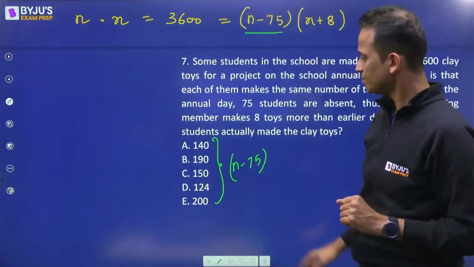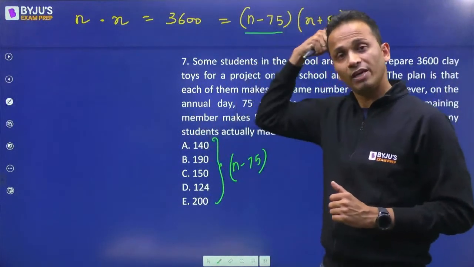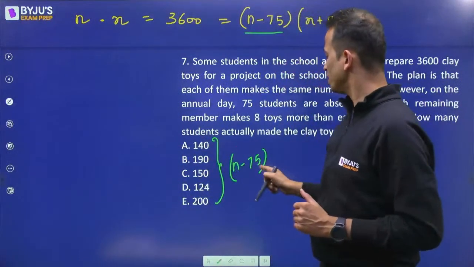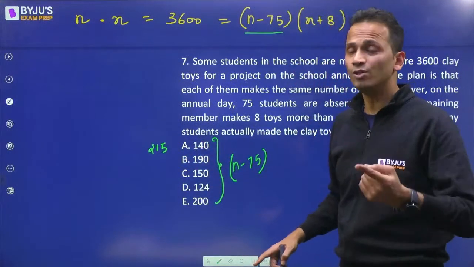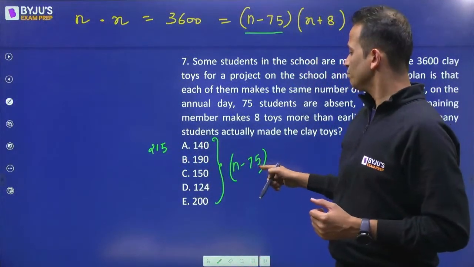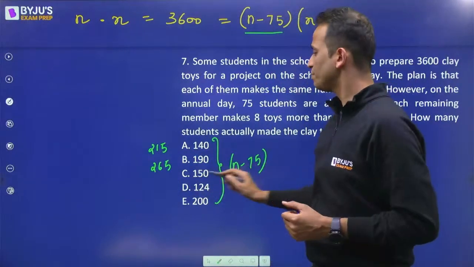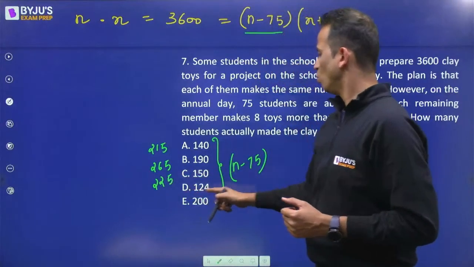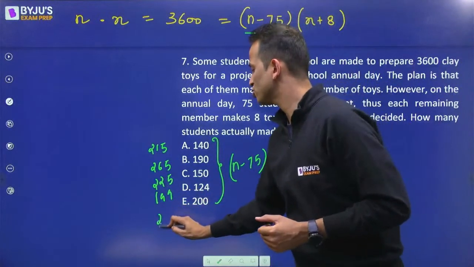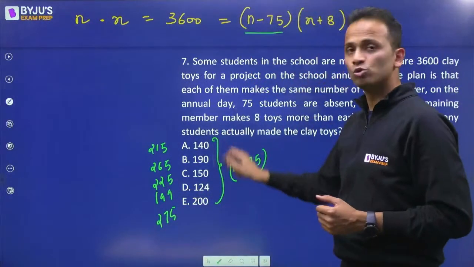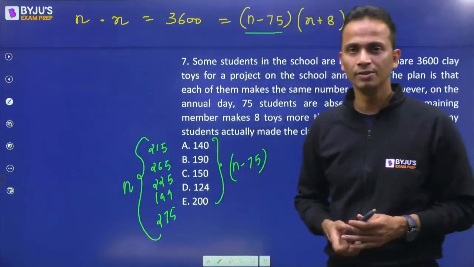Okay, one thing. If these numbers are n minus 75, then for each of these options, I'll write the value of n. So 140 plus 75, that is 215 for the first option, will be the value of n. 190 plus 75, that is 265. 150 plus 75, that is 225. 124 plus 75, that is 199. 200 plus 75, that is 275. So if these are the values of n minus 75, then these are the values of n.